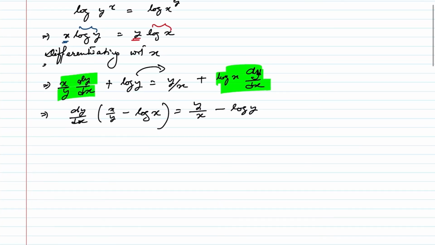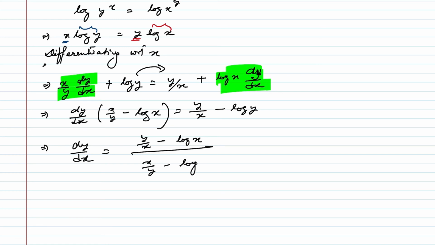So here you can see, dy by dx will be equal to y by x minus log of y, and here x by y minus log of x. This term should be y, here we have to write log of y, and here x. So if you multiply both the denominator and numerator by xy, then what you will get?